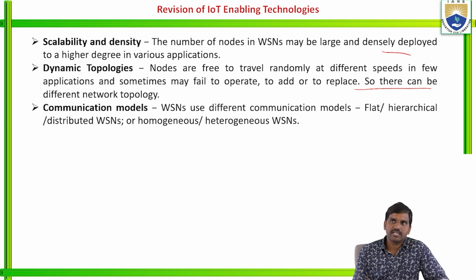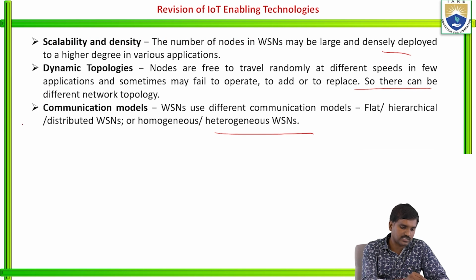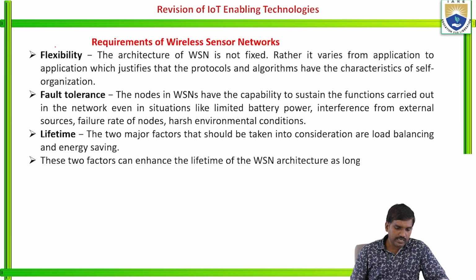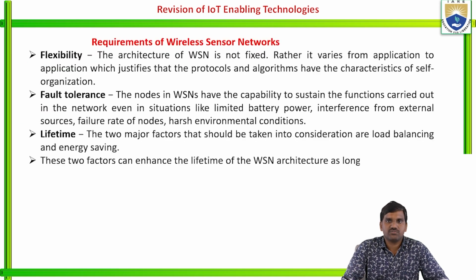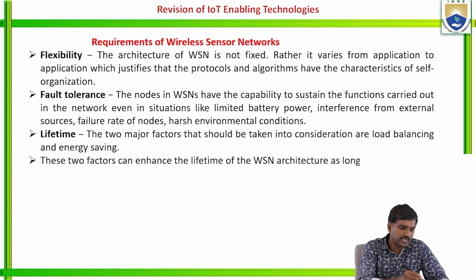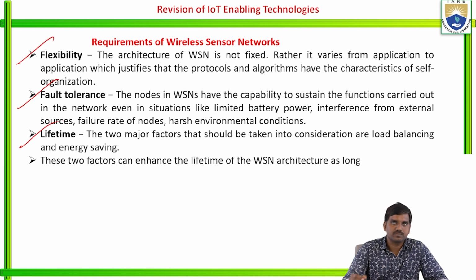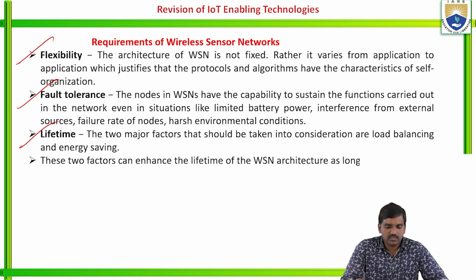We use different communication models like hierarchical, distributed, wireless sensor network, or homogeneous or heterogeneous wireless sensor network. These are some characteristics and requirements of wireless sensor network. Flexibility, fault tolerance, lifetime. Flexibility varies from application to application, which justifies that the protocols and algorithms have the characteristics of self-organization.